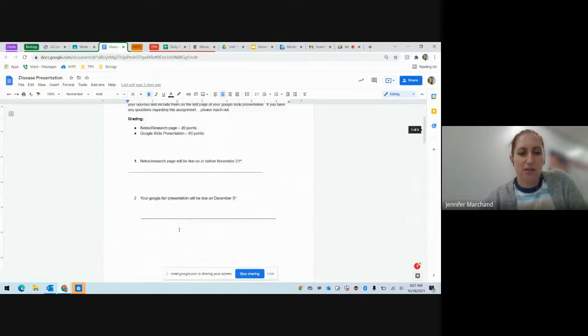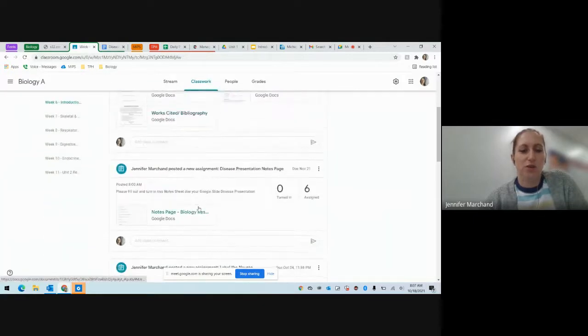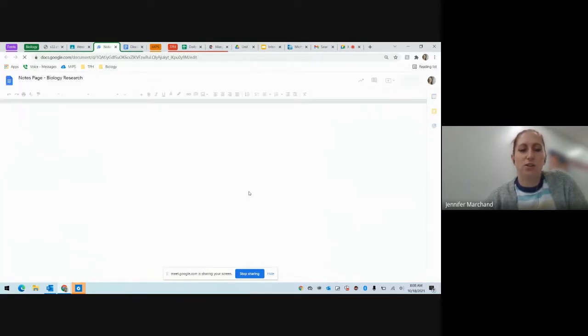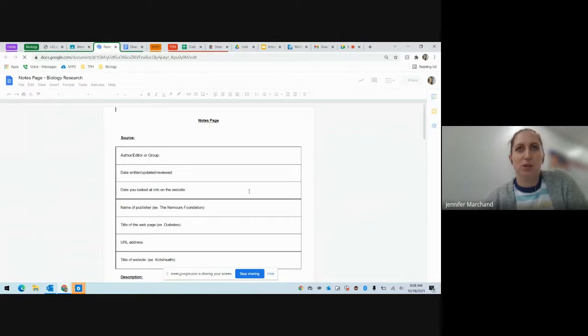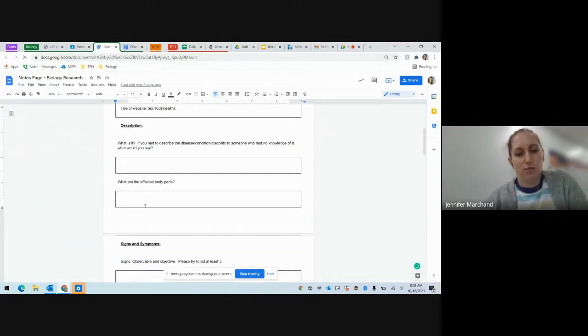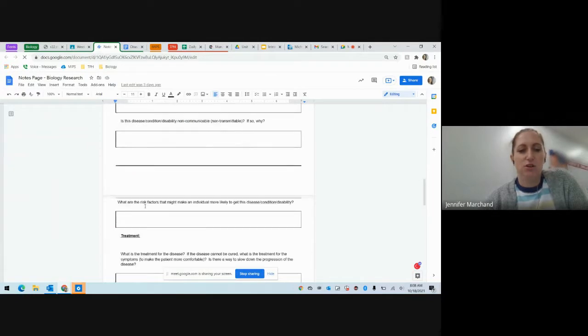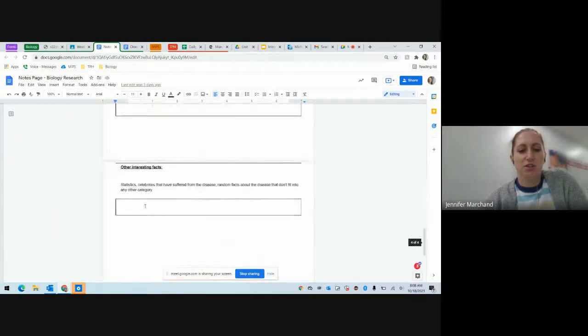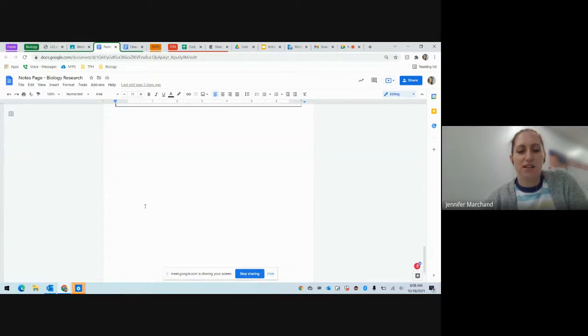And so this project is going to be due on December 5th, but your notes presentation is going to be due on the 21st. And so let me pull up that note sheet really quick. I have included this note sheet for you as an assignment. It'll be due again November 21st. Here you put your source and all of the information, and then I take you through here: description, signs and symptoms, causes, transmissions, treatment, prevention, history, other interesting facts.